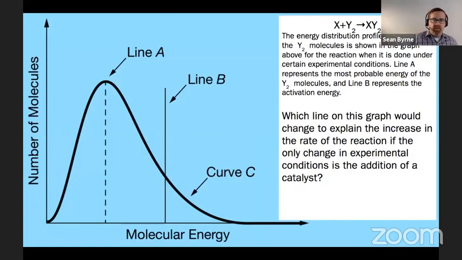Okay, this is again a question that came right off of an AP test. If we are given a Maxwell-Boltzmann diagram of line A, line B, and line C, which line in the graph would you change to explain the increase in the rate of a reaction if the only change in experimental conditions is the addition of a catalyst? Okay, so does line A move, does line B move, does line C move? If we're going to change temperature, that might be one answer, but this question is asking about catalyst, and what we're going to say is line B here would move to the left when we add a catalyst, because the activation energy is less. Okay, so the answer to this is line B.